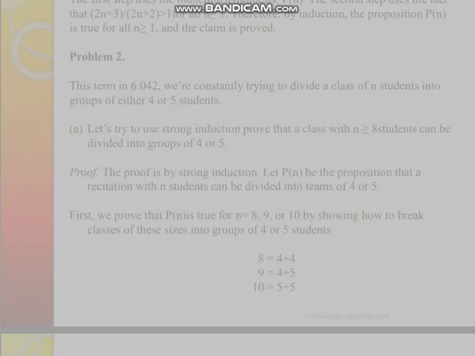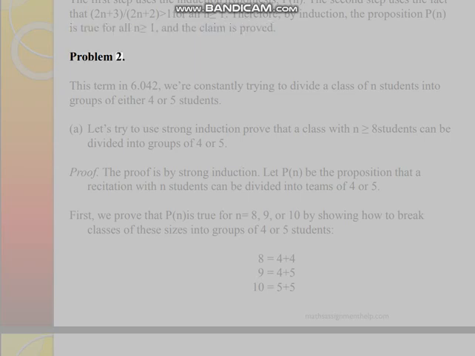The first step uses the induction hypothesis, P(n). The second step uses the fact that (2n+3)/(2n+2) > 1 for all n greater than or equal to 1. Therefore, by induction, the proposition P(n) is true for all n greater than or equal to 1, and the claim is proved.